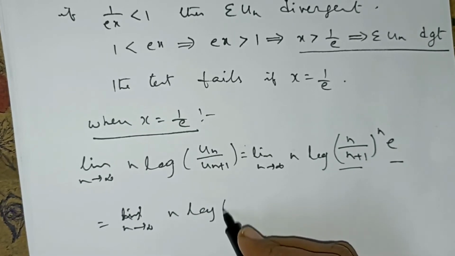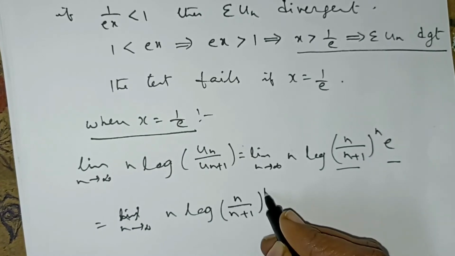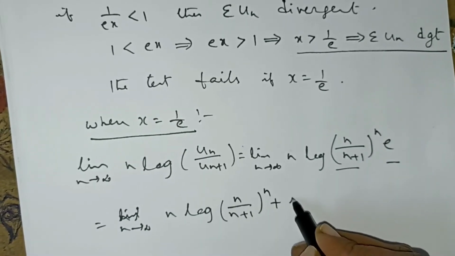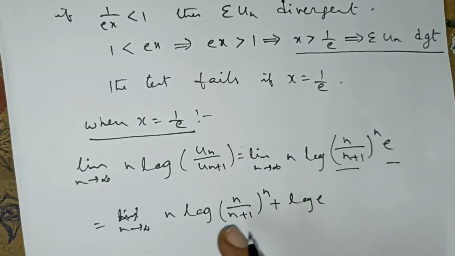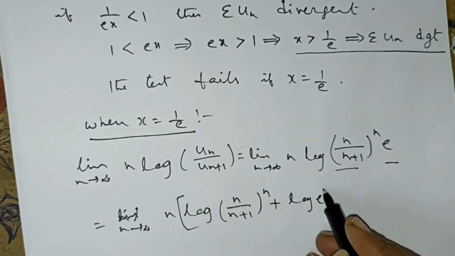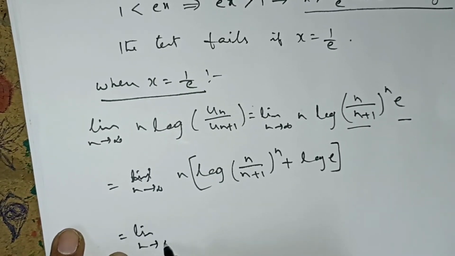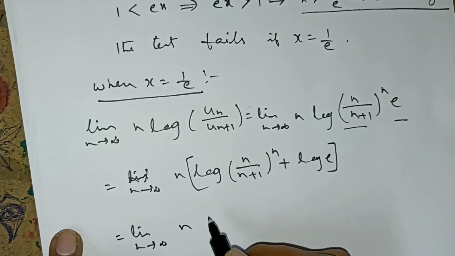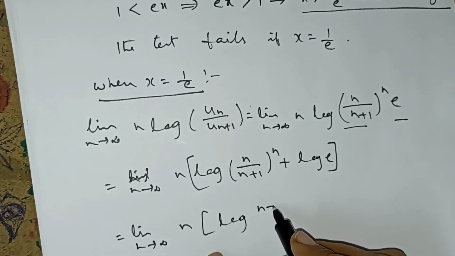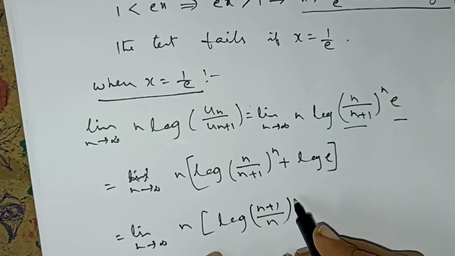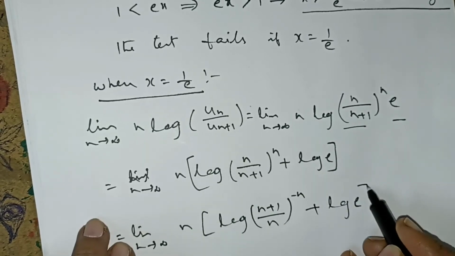Log m means n by n plus 1 whole to the power of n into log e plus log e. Log mn is equal to log m plus log n. That is equal to limit n tends to infinity n into log of n plus 1 by n to the power of minus n plus log e. Log e is 1, we will write in the next step.